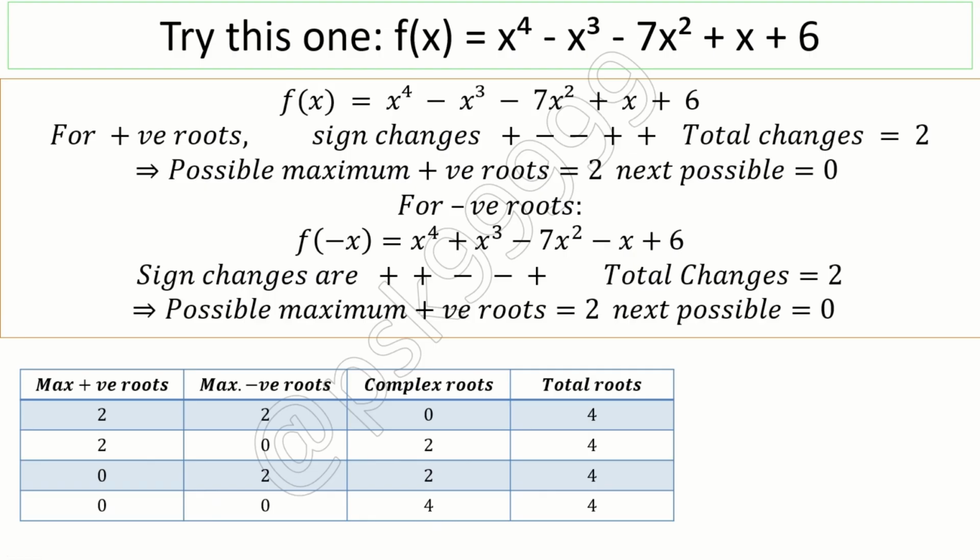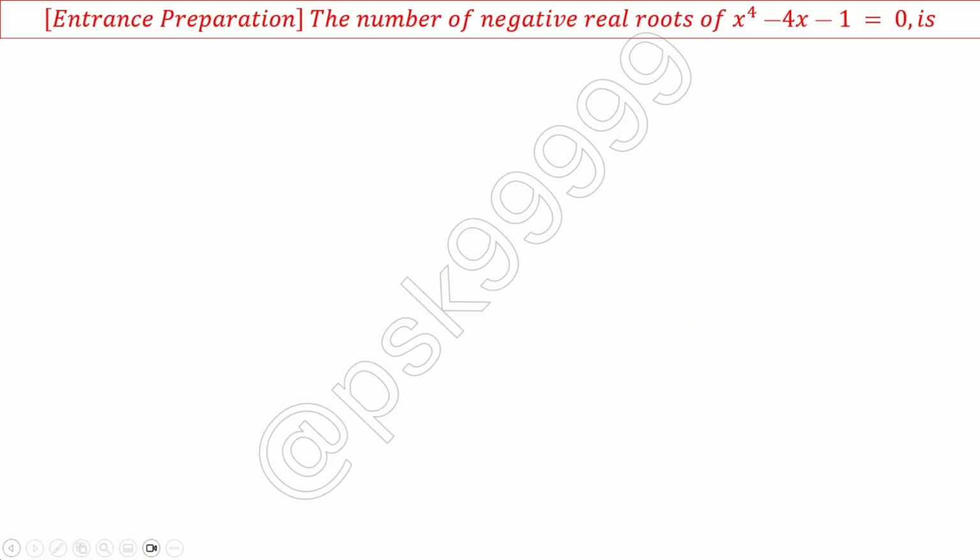So you may say, okay, this gives an idea, but how useful is it? In one of the engineering entrance exams, I saw this problem, which is directly an application of Descartes' rule of signs. The number of negative real roots of x power 4 minus 4x minus 1 equal to 0. It is asking for negative real roots. How many are there?